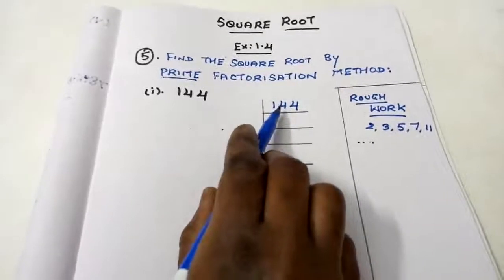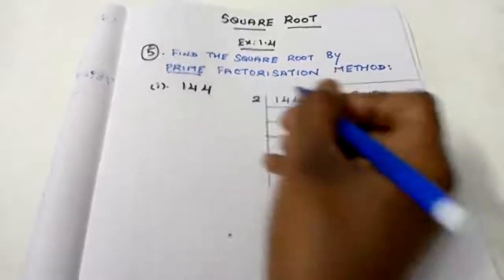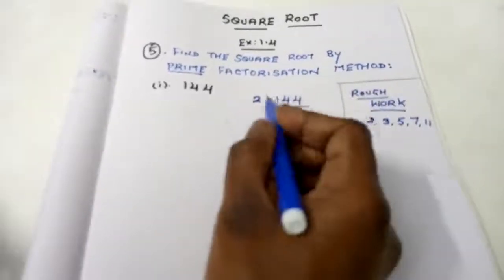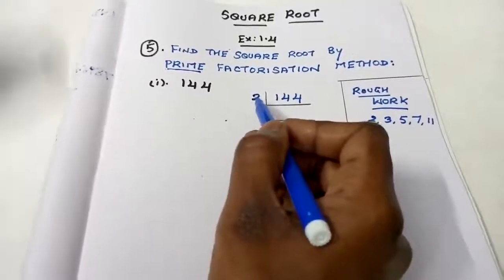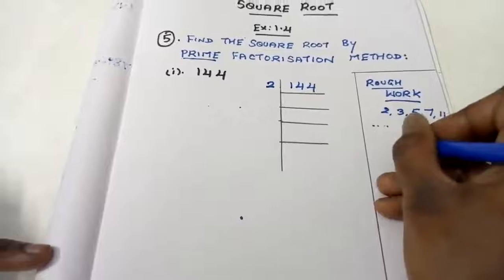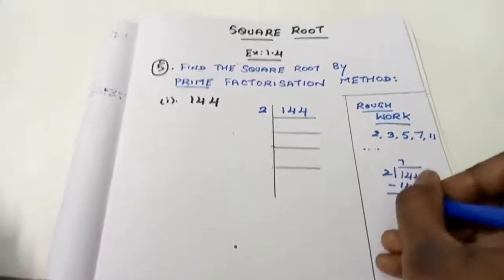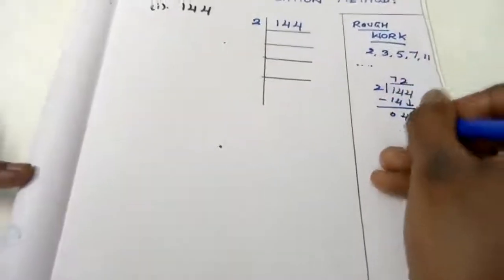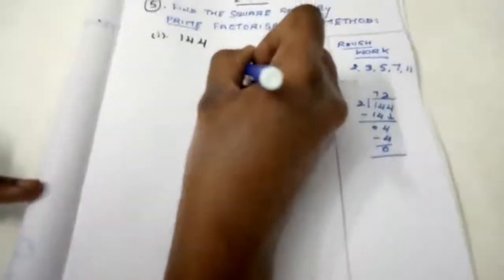First, I am going to take the number 2. Now, I am going to divide and see. Since they are telling you to find by prime factorization, I am starting from 2. First, I am going to check whether it is dividing by 2. See here students, 2 7s are 14, 0, 4, 2 2s are 4. So, what is the answer you are getting here? 72.